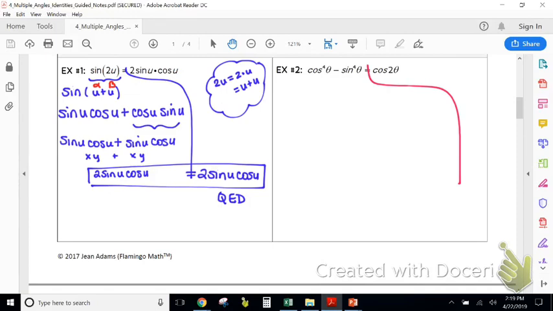So what can I do to cosine to the fourth minus sine to the fourth? You're saying factor it? Because it's a difference of squares? Very good. So we can do this. Cosine to the fourth has a square root, sine to the fourth has a square root, and it's a minus. So it's a difference of squares, right?